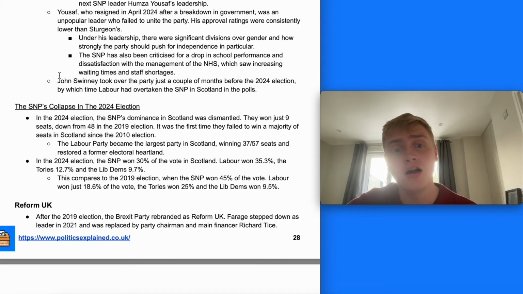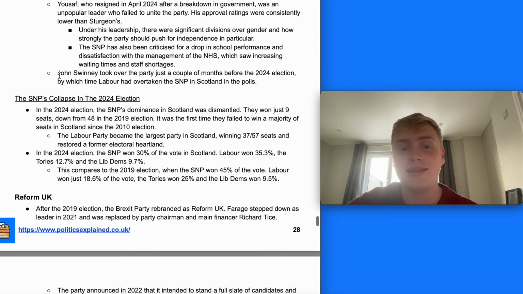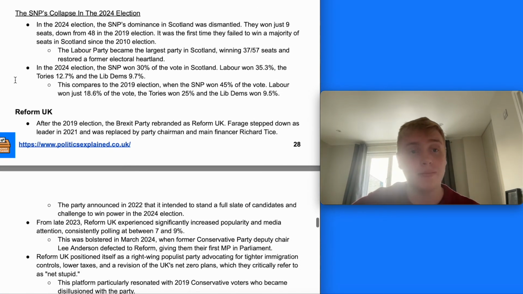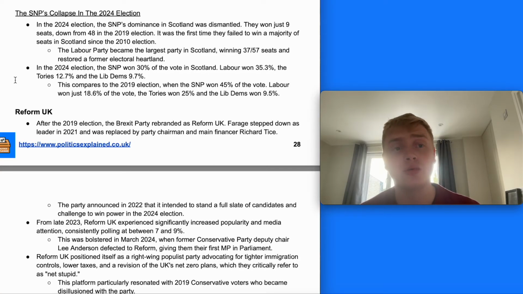John Swinney took over the party just a couple of months before the 2024 election, by which time Labour had overtaken the SNP in Scotland in the polls. In the 2024 election, their support collapsed, and their dominance in Scotland was dismantled. So they won just 9 seats, down from 48 in the 2019 election. It was the first time they failed to win a majority of seats in Scotland since the 2010 election. The Labour Party became the largest party in Scotland again, winning 37 out of 57 seats.